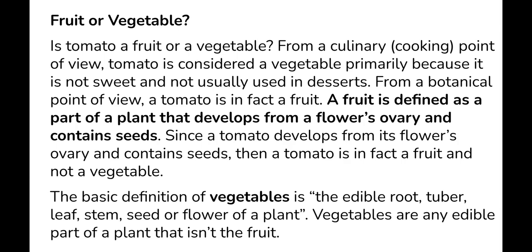So we have to define vegetables as the edible part of the plant. It can be root, tuber, leaf, stem, but also seeds and flower, but not the fruit. Fruit is separate. Fruit is what is produced from the ovary, but seeds can be vegetables.